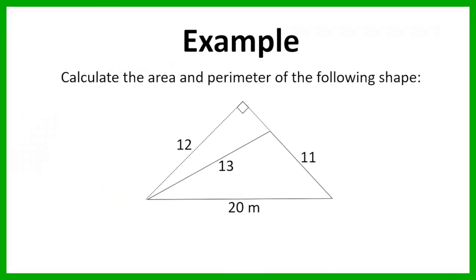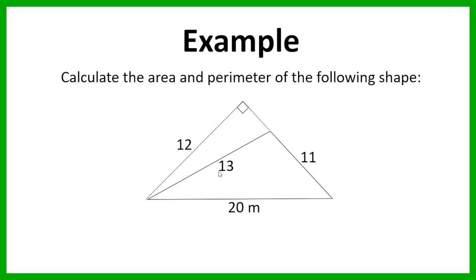Now just be careful over here. When you look at this, this 12 is not one of the sides of the triangle. That is just telling you the perpendicular distance from this point to that side over there. So this 12 is not one of the sides of the triangle. The sides of the triangle are the 20, the 11, and the 13. Now just be aware, if they don't put units of measurement for all of the sides, then you assume that the unit of measurement is consistent for the whole shape.